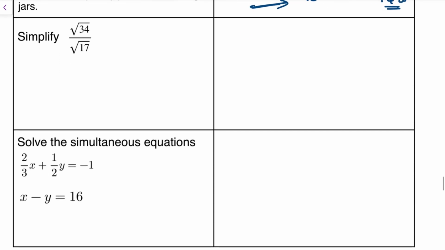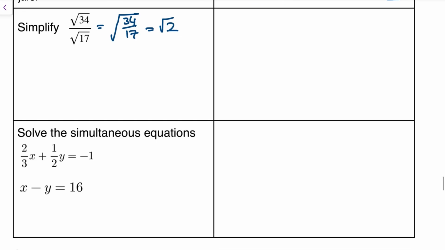Next question, 2 to go. Simplify. This one's not too bad, is it? Because actually I remember that I can write this as one thing. 34 divided by 17 is 2, so this is just root 2. Question done. Next question, solve the simultaneous equations.